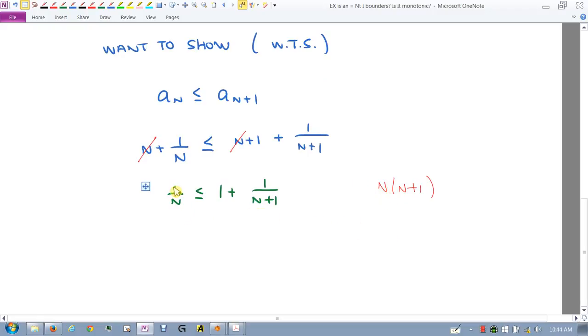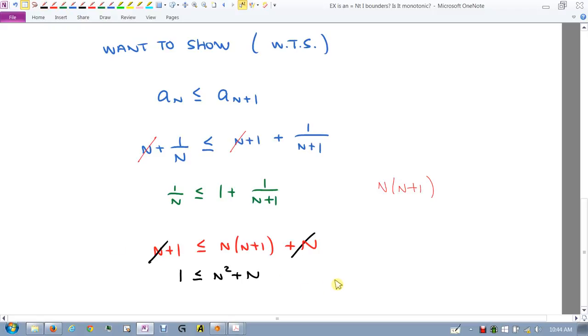So multiply this on top, the n's cancel, you get n plus 1 over here. Then you get n times n plus 1. That's what you get when you multiply 1 times the LCD. And then what do you get here? Just n. Again, subtracting some things. You get that? I'm going to distribute through here.